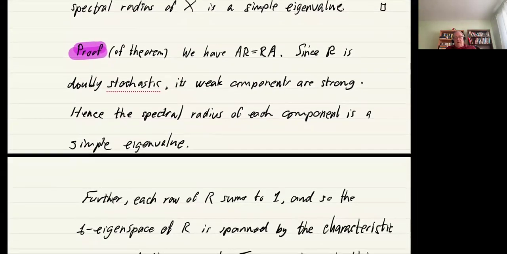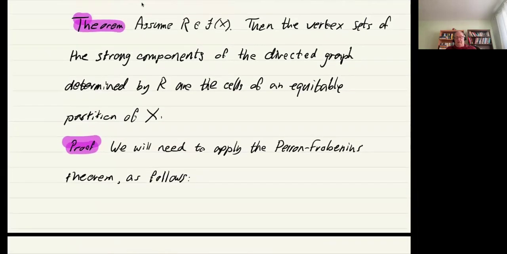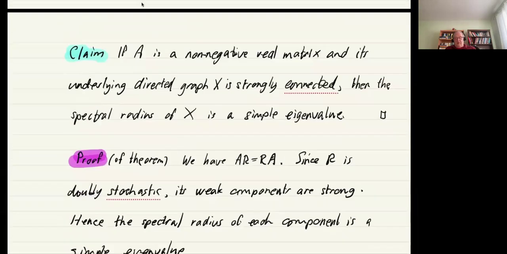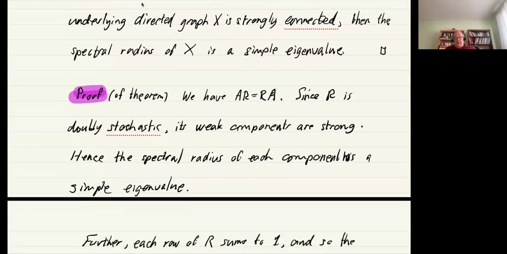So we have R as, well, there's a theorem back here, where R is our fractional isomorphism, or automorphism, so it commutes with A. And since R is doubly stochastic, the weak components are strong. And so the spectral radius of each component has a simple eigenvalue.